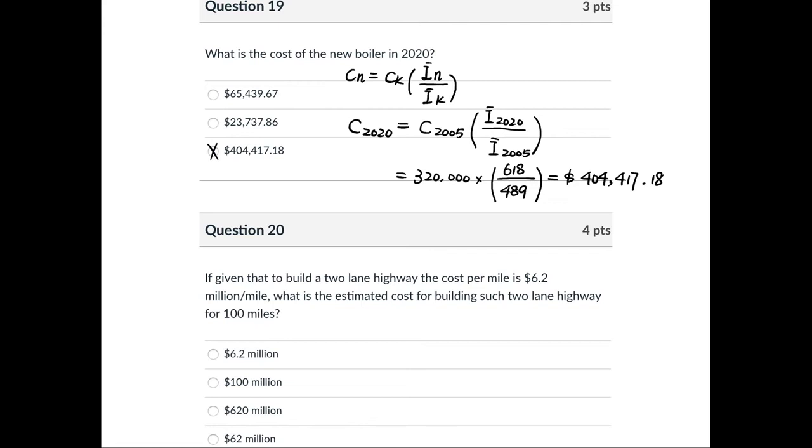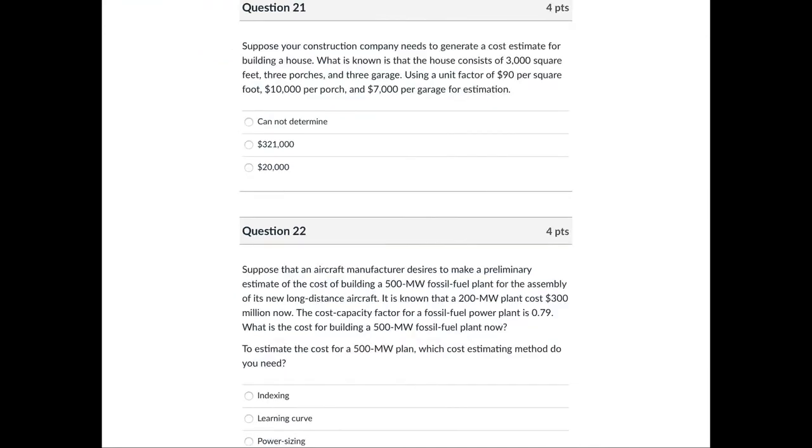Next question. Given that to build a 2-lane highway, the cost per mile is 6.2 million per mile, that's a unit price. What is the estimated cost for building such a 2-lane highway for 100 miles? Okay, so you're going to use the unit method. 6.2 million per mile times how many miles? 100 miles, which is 620 million US dollars, which is a lot. Okay, that's your answer.